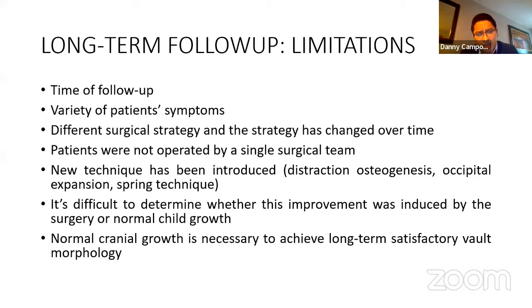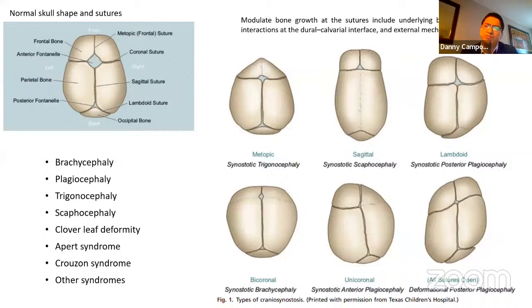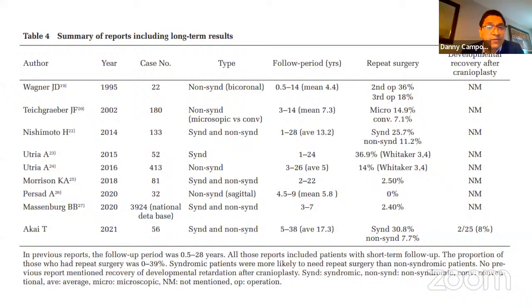Normal cranial growth is necessary to achieve long-term satisfactory bone morphology. But we know that normal growth in patients with craniosynostosis is compromised. So this complex interaction between dura, skull, and brain surface and external forces in the setting of a prematurely closed suture produces different skull deformities. Different reports have tried to evaluate this long-term result. Some with few cases, some with a short period of follow-up, and some fail to establish the relationship between the surgery and the outcome.